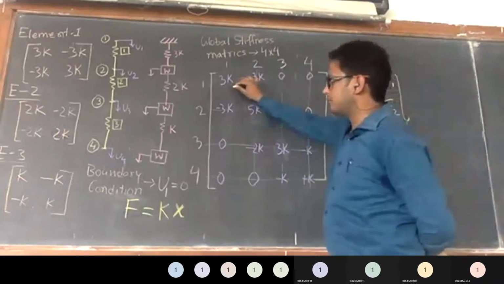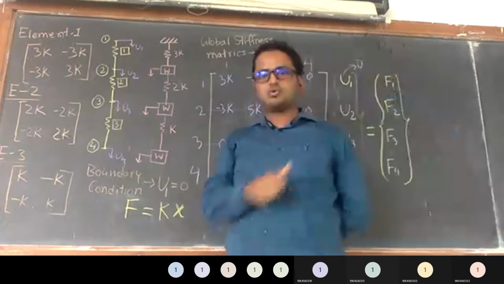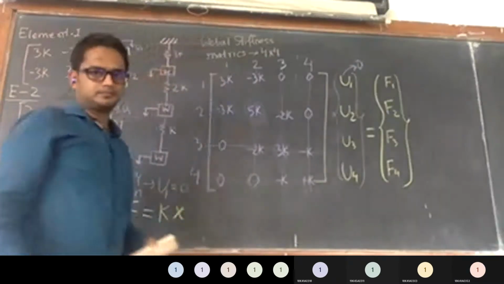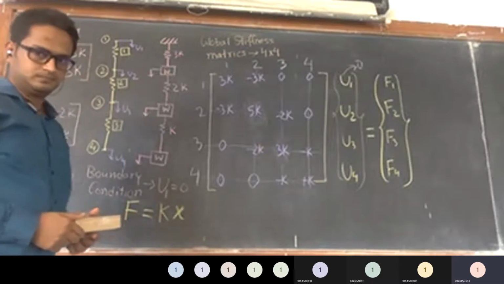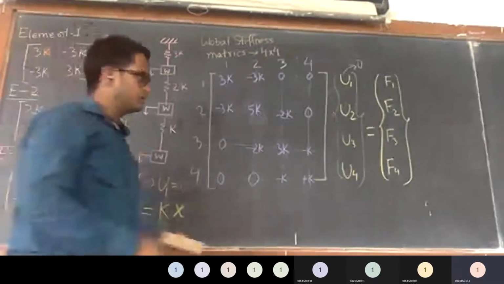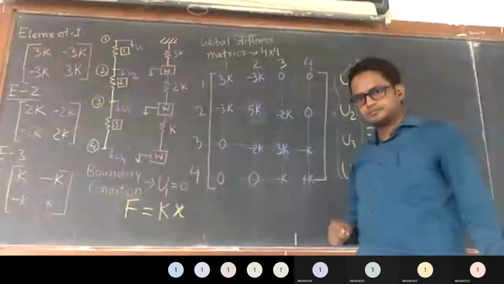How to apply the boundary condition? Can anyone tell me in the class how to apply the boundary condition here? You have to cancel first row and first column, sir. Very good. Why first row and first column? Can you justify your answer?